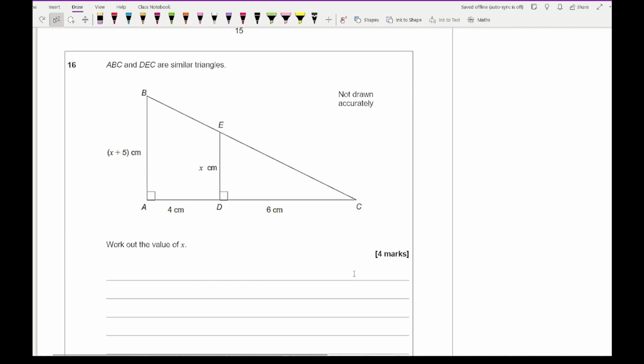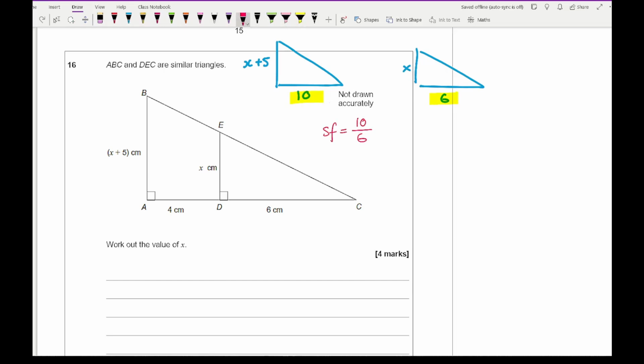Then moving on to question 16, it says that A, B, C are similar triangles, and it says work out the value of x. Now for this, what you want to do is find the two triangles. So here I've got a large triangle in which I've got a base of 10 and a height of x plus 5. And then I've got my smaller triangle, which has got a base of 6 and a height of x. Now I then need to find the two corresponding sides, so I can then use that to work out the scale factor. So the scale factor is going to be 10 over 6, which is 5 over 3, which is not a nice decimal number, so I'm going to leave it as that.